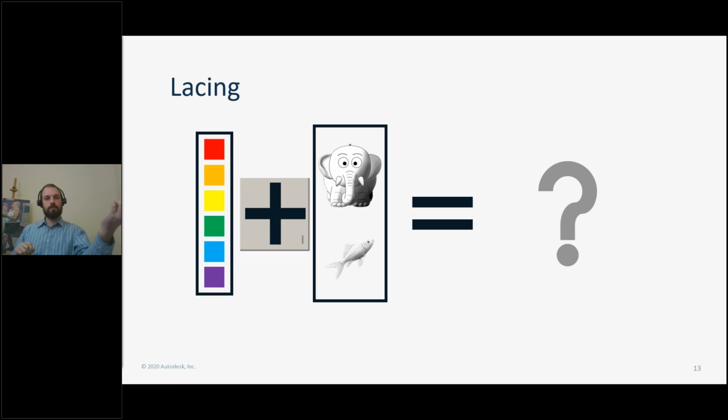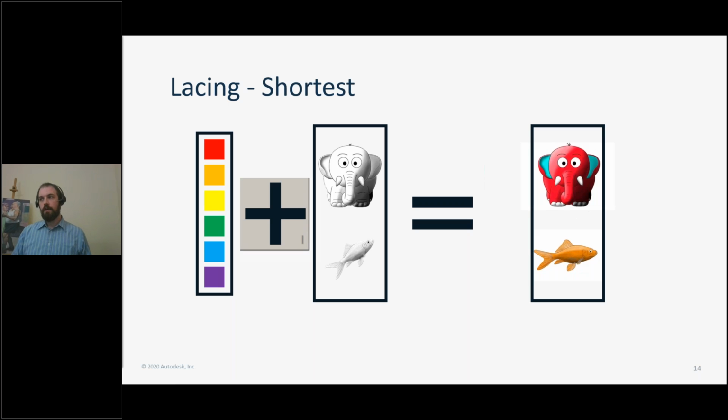Second item in the first list, orange. Second item in the second list, fish. Combine those two, orange fish. Third item in the first list, yellow. There is no third item in the second list. Stop the process because we are on shortest lacing. Red elephant and an orange fish is the result.